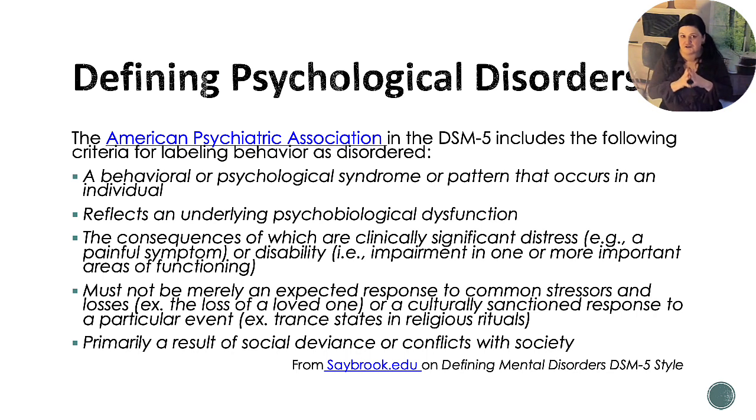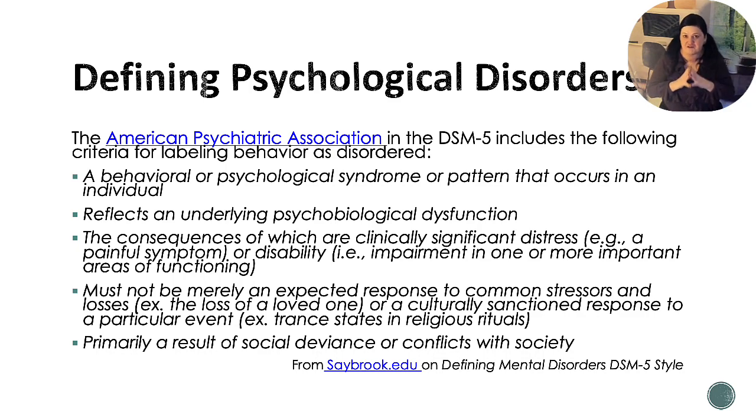I want to bring to your attention that it's primarily a result of social deviance or the conflicts with society. It's kind of strange to think of that word deviant, right? Deviant behavior. It's not about somebody who's trying to do the wrong thing necessarily. So we need a little more clarification here. Okay, so you also want to be able to define the word disordered behavior.